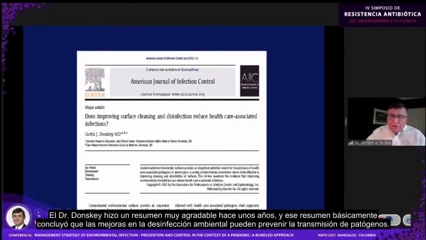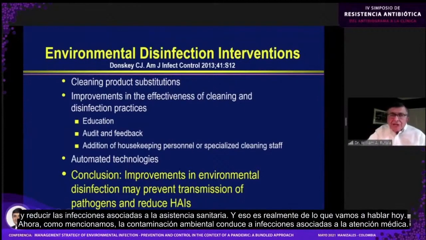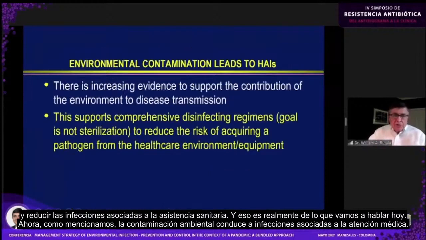There was a very nice summary a few years ago by Dr. Donsky, and that summary essentially concluded that improvements in environmental disinfection may prevent transmission of pathogens and reduce healthcare-associated infections. And that's really what we're going to talk about today.